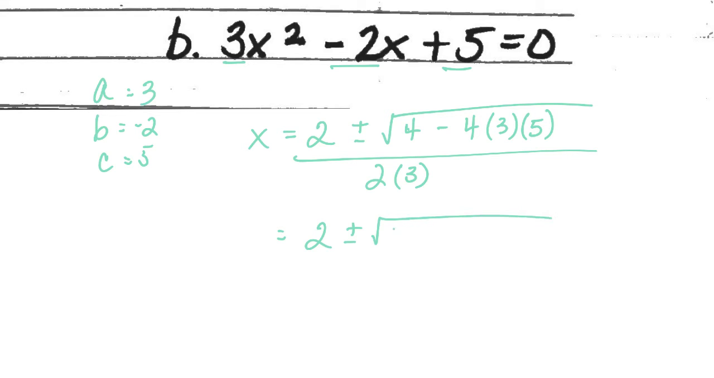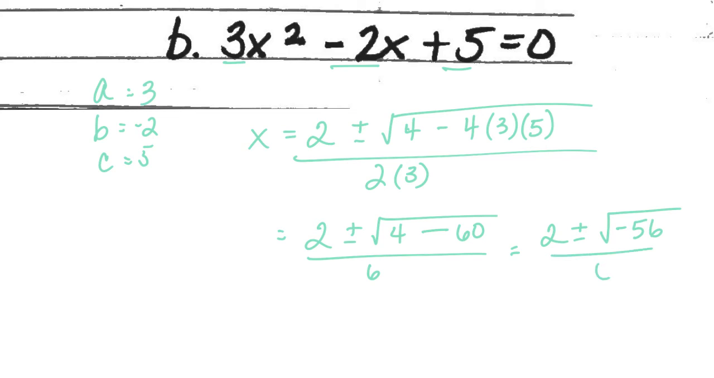Well, underneath it looks like we're going to have 4 minus, and that looks like it's going to be 60 all over 6. 4 minus 60 is what? Good, negative 56. So we have 2 plus or minus the square root of negative 56 all over 6. And a perfect root probably goes into 56. I know that you can divide that by 8 and 7. So 8 is not a square root, but 4 is. So it's 4 and 14.